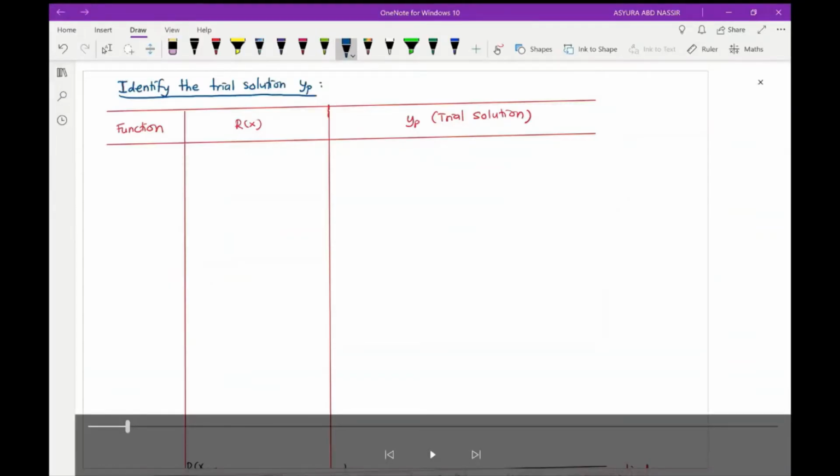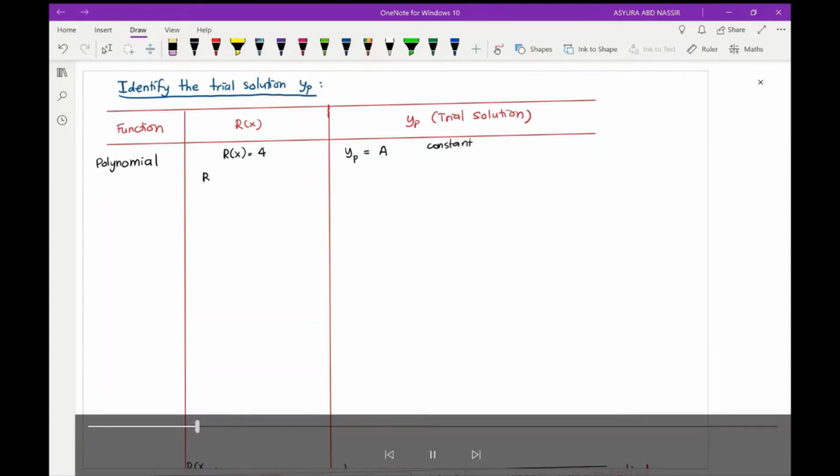Now we want to identify the trial solution yp. As I mentioned, yp is the general form of your r(x). If your r(x) is a linear equation, then your yp will be the general form of a linear equation, and so on. Firstly, let's see functions in the form of a polynomial. Let's say r(x) is 4. This means it is a constant, so your yp will be the general form of a constant, that is yp equals A, an arbitrary constant.